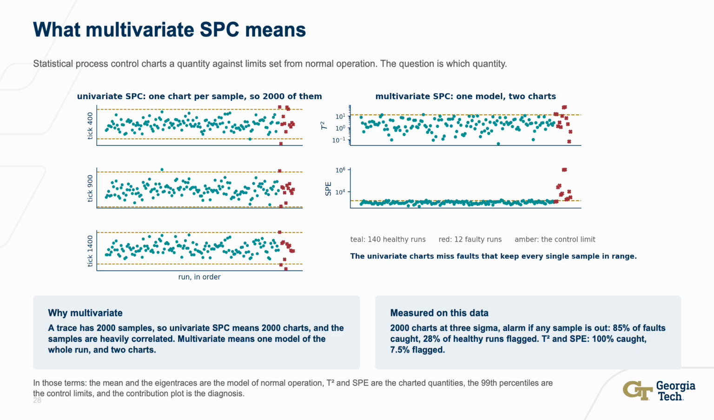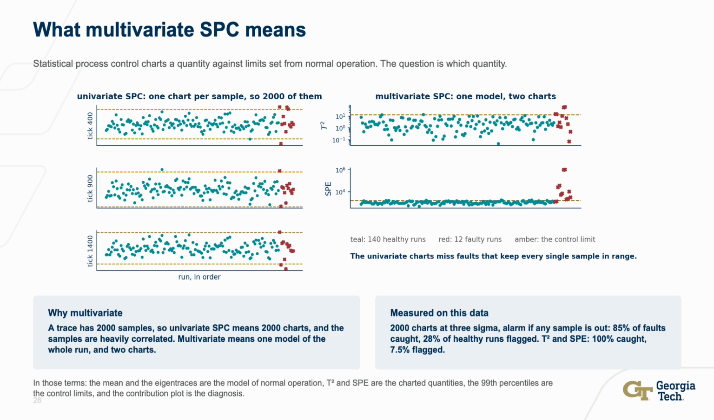The left half of this slide shows three charts, the sensor value at tick 400, at tick 900, at tick 1400 across the same run. A trace that has 2000 samples, so being thorough means 2000 of these. Two things go wrong with that.